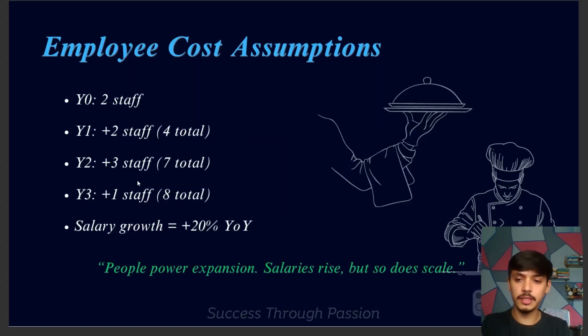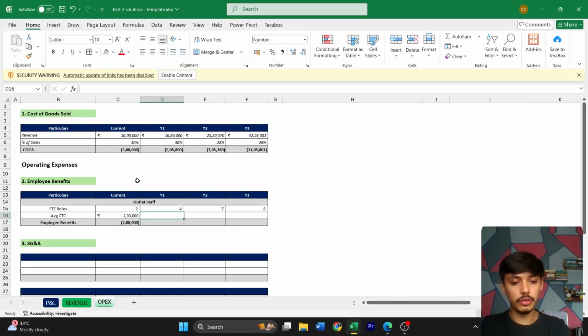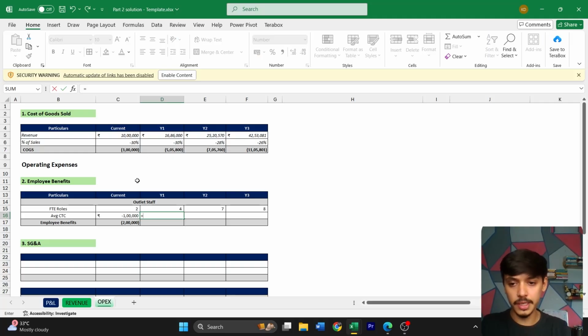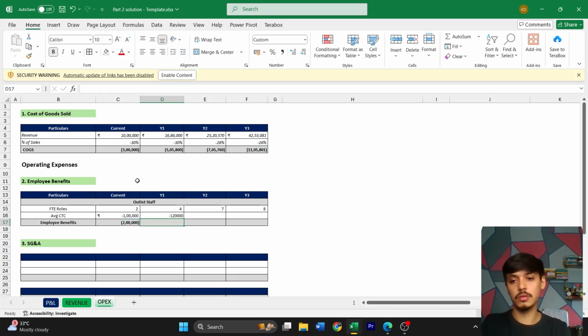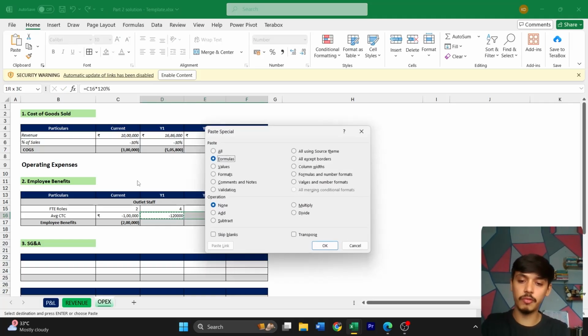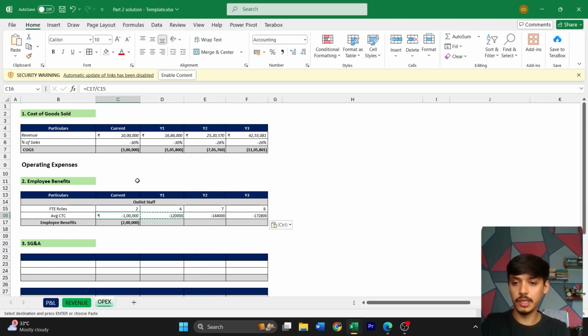So for CTC, we had salary growth at 20% year on year. Here also it is very simple. We will take this assumption, we will multiply it by 120 percent, which will give us 1,20,000. In year two, okay, so we can copy and paste this entire formula over here. Perfect. So the salary is rising from 1 lakh to 1,20,000 to 1,44,000 in year 2 and 1,72,800 in year 3.